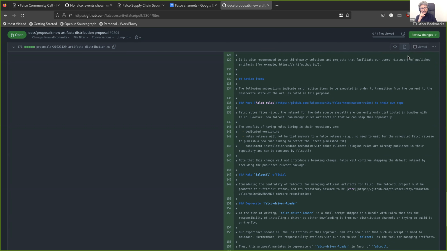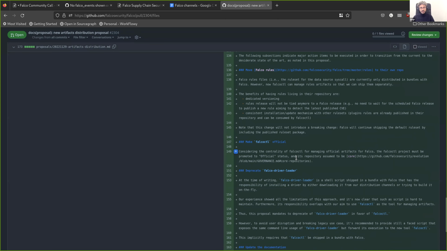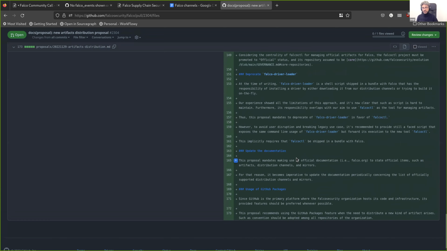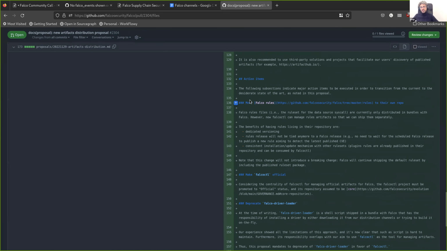Basically, in the end, this proposal wants to move the Falco rules out of the Falco repo, so that they can be distributed using also Falco Cattle, and of course to make Falco Cattle official, and in the long term also to replace the Falco driver loader with Falco Cattle. Of course, the last point will require more time, but I believe the first 2 points will be feasible within this milestone.